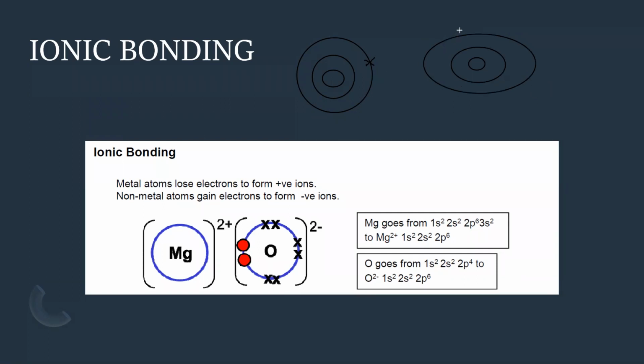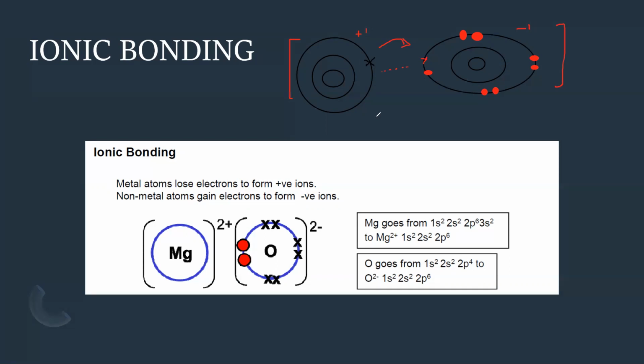Octet means eight electrons in the outermost shell. So for example, this is the outermost shell. As the metal loses electrons, the charge which appears on the metal will be positive. As the non-metal gains electrons, the charge appearing on the non-metal will be negative. And the electrostatic attraction between the positive and the negative ions refers to the ionic bond.